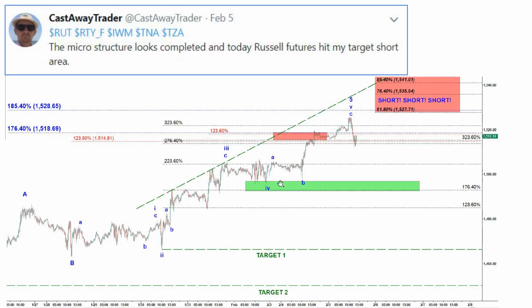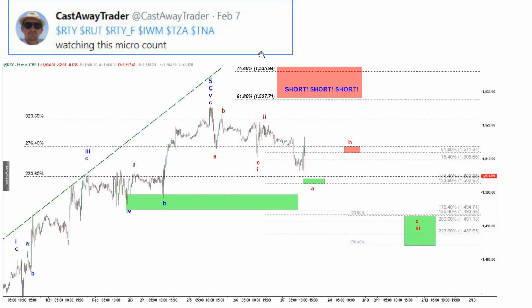So this is what happened after my tweet. We started the decline, and I tweeted the microstructure, which looks complicated, and today Russell futures hit my target short area. And this is what happened next. You can see the first sharp drop in subwave A followed by a very same sharp rally in wave B, and this is where my puts went underwater.